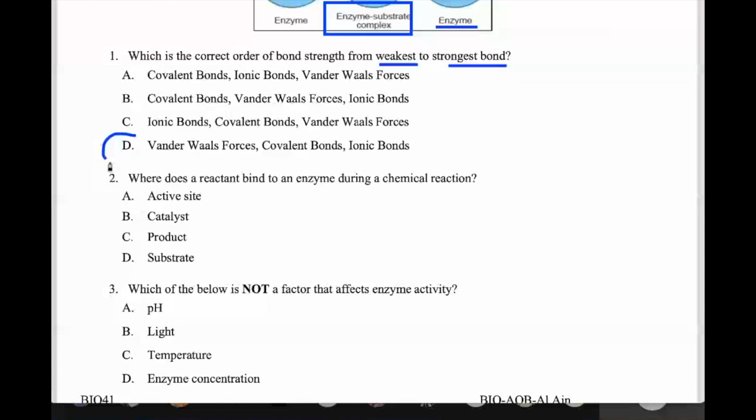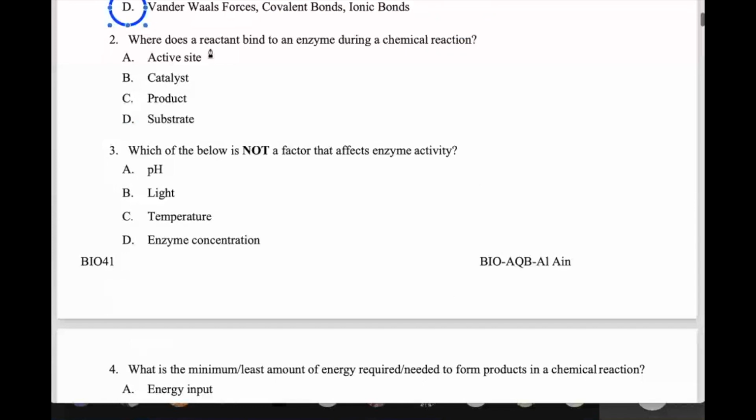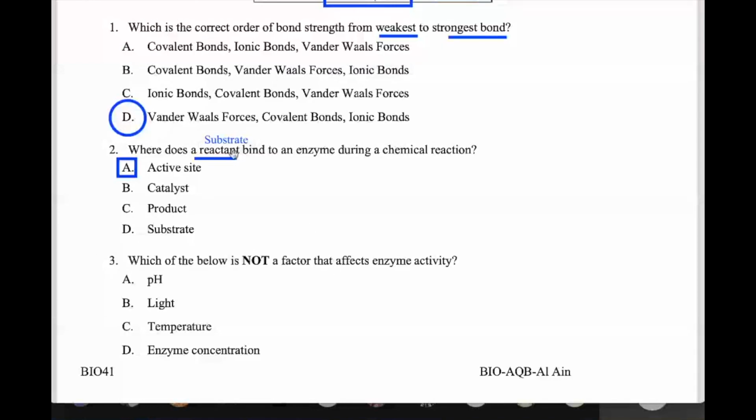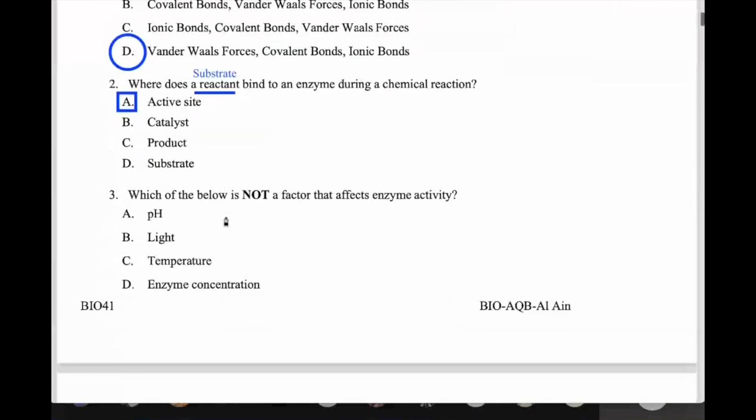Very good. The answer is D. Van der Waals forces is the weakest, covalent is strong, and ionic bond is the strongest. Where does a reactant bind to an enzyme during a chemical reaction? Active site. Very good. We got the answer, this is the active site. What is the other name for the reactant? Substrate. Very good. You have to understand that they can ask as a substrate or as a reactant because these are the same names.